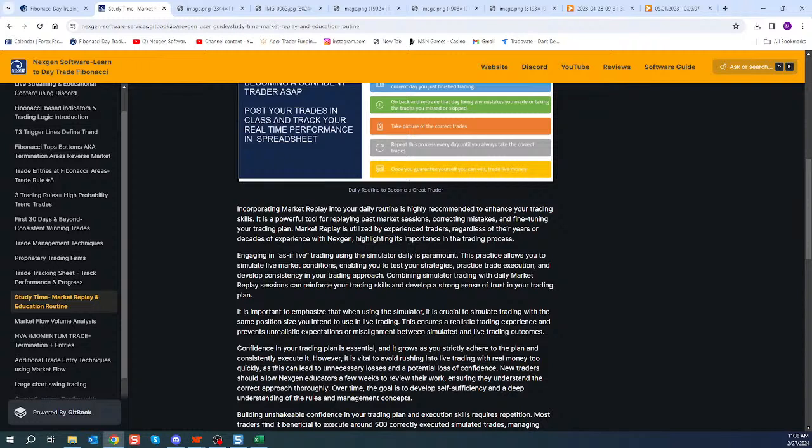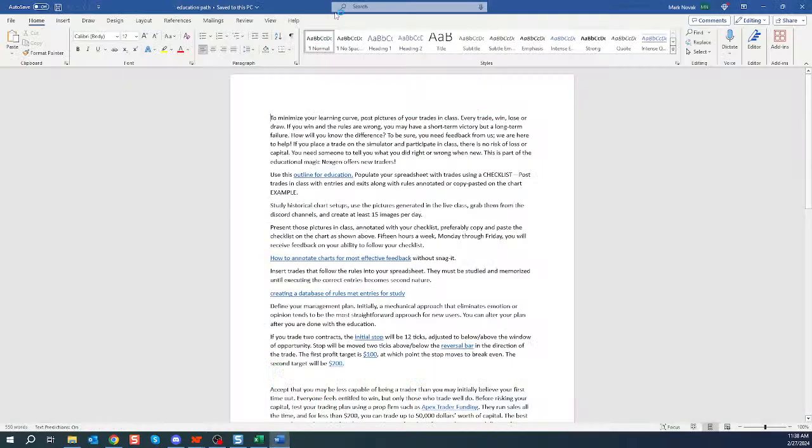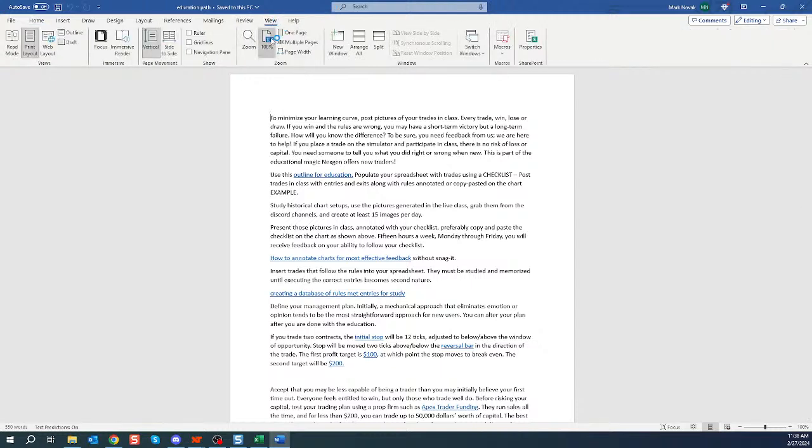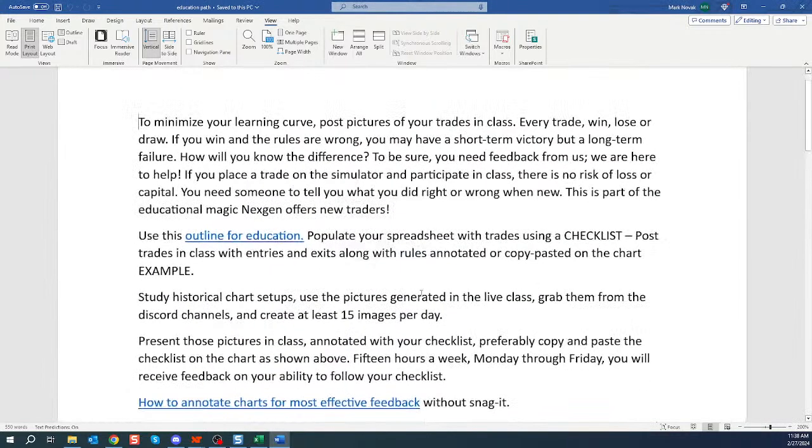And that's kind of the magic of what we do, is the ability to take everything that you see and everything that you take and everything that you wonder and give you feedback. So it goes back to this one right here that I post all the time, and I'm just going to post it again because, once again, recognition through repetition. So to minimize your learning curve, post pictures of trades in class, and you're also developing trust.